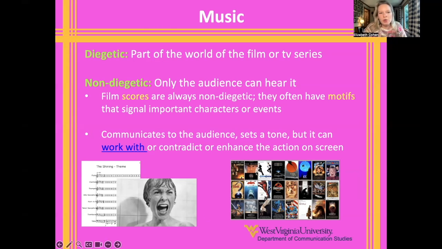Anyway, all of this stuff, of course, communicates to the audience. It sets a tone. Sometimes it works with what's going on in the screen. I mean, a famous, sorry to keep making it about horror, I'm really not a huge horror film fan, but music has been such an important part of the genre. The classic rah, rah, rah, in Hitchcock's Psycho.